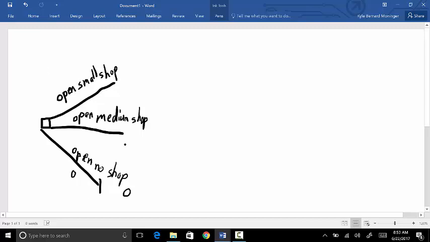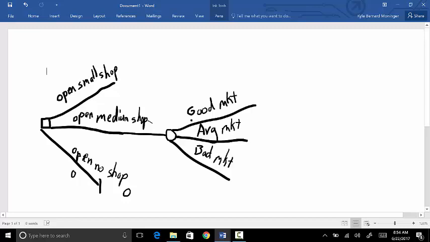If I open a medium shop, then an event will happen. These circles represent event nodes, when events take place with probability or with uncertainty. The three events that could happen after I open a medium shop are, it could be a good market, an average market, or a bad market. The probabilities for each of these I'm going to put above the branch. So for a good market, there's a chance of 20% that will happen. 50% of the time is an average market, and 30% of the time is a bad market.